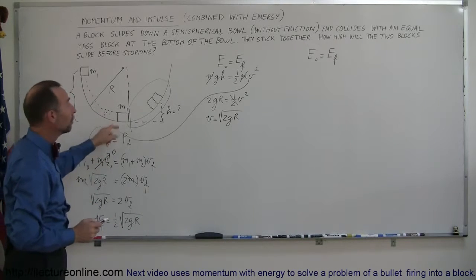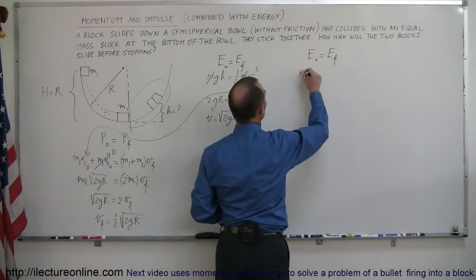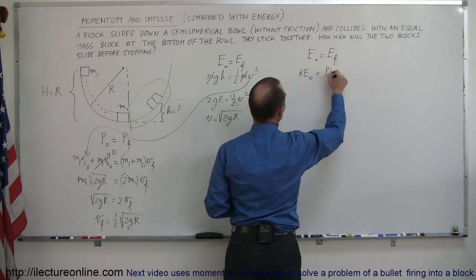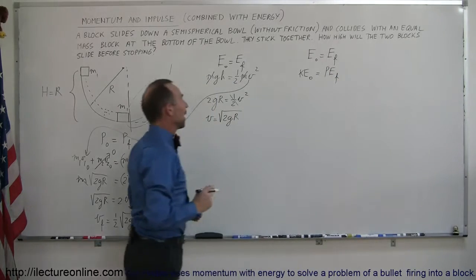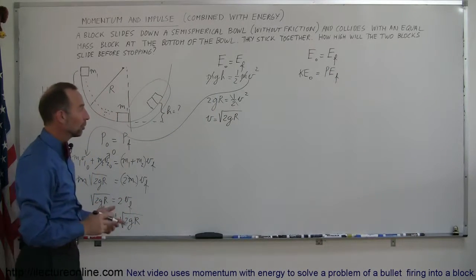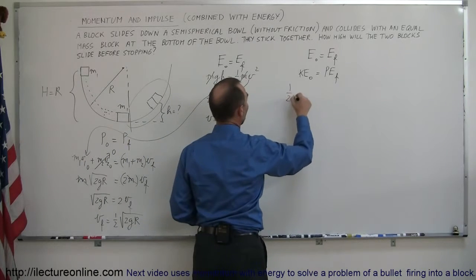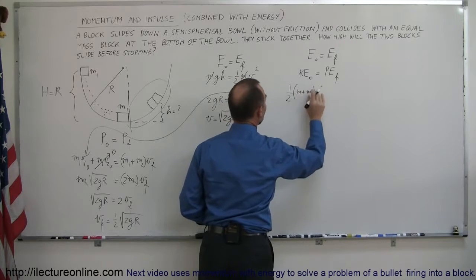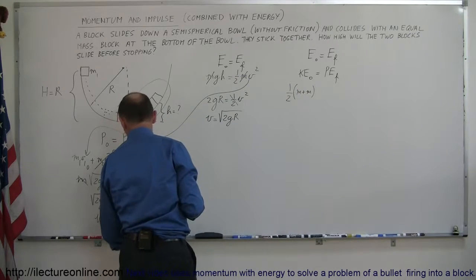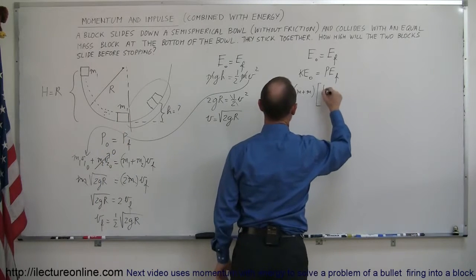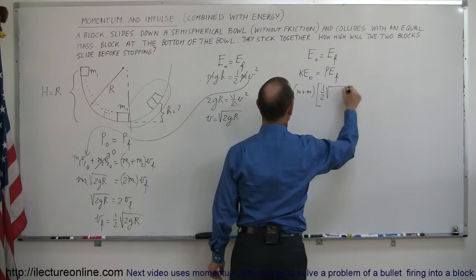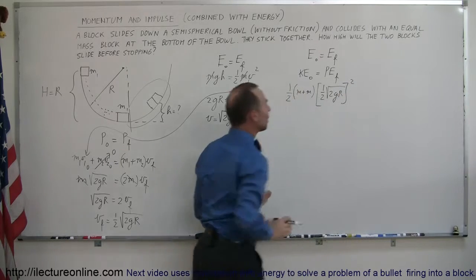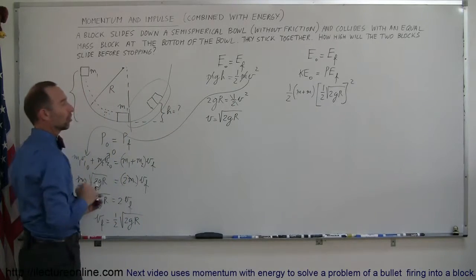So energy initial would be the kinetic energy of the two blocks initially. That must then equal the potential energy that the two blocks gained when they reach the maximum height before coming to a stop. The kinetic energy would of course be 1/2 mv squared, 1/2. The mass would be the sum of the two masses, m plus m, and then the v squared would be the velocity that they both have right after the collision. So that would be the quantity 1/2 times the square root of 2gr, quantity squared. So that's the kinetic energy of the two blocks right after the collision.